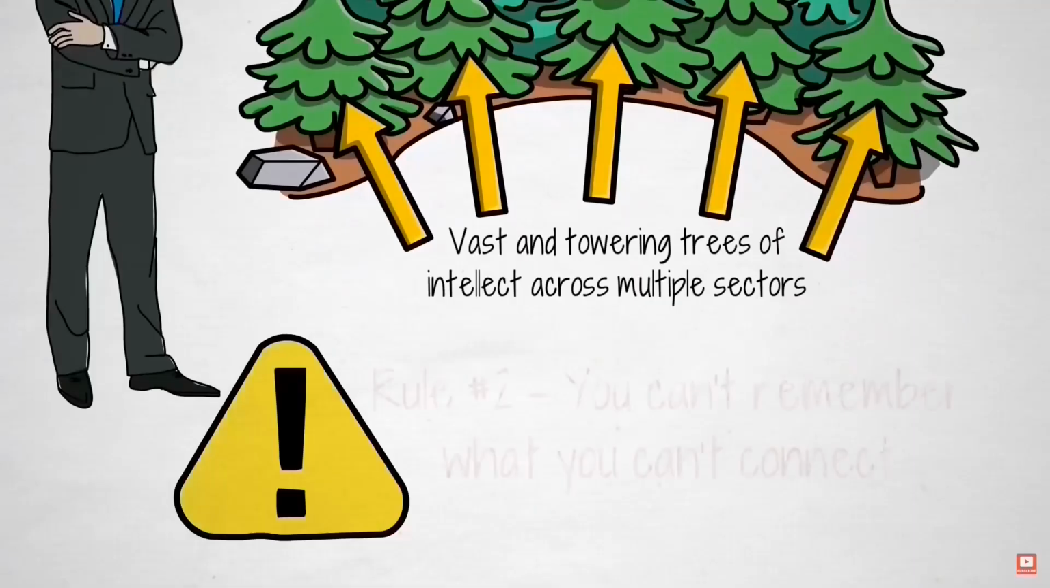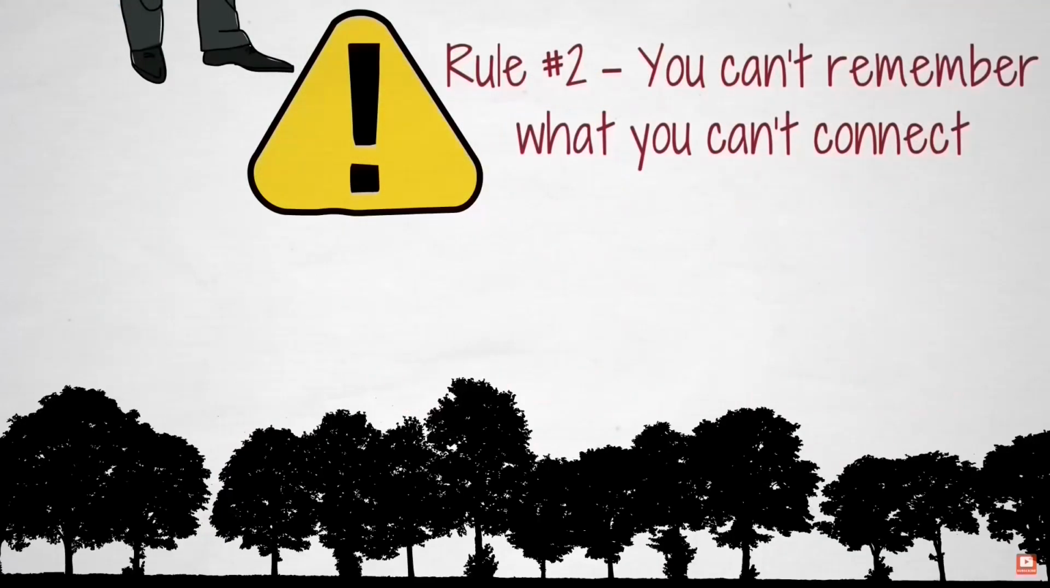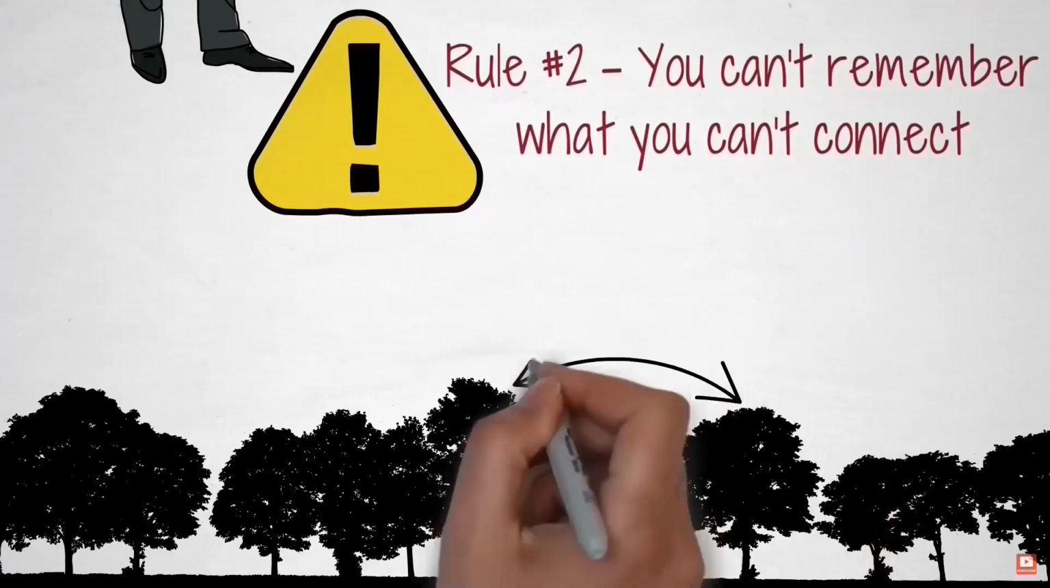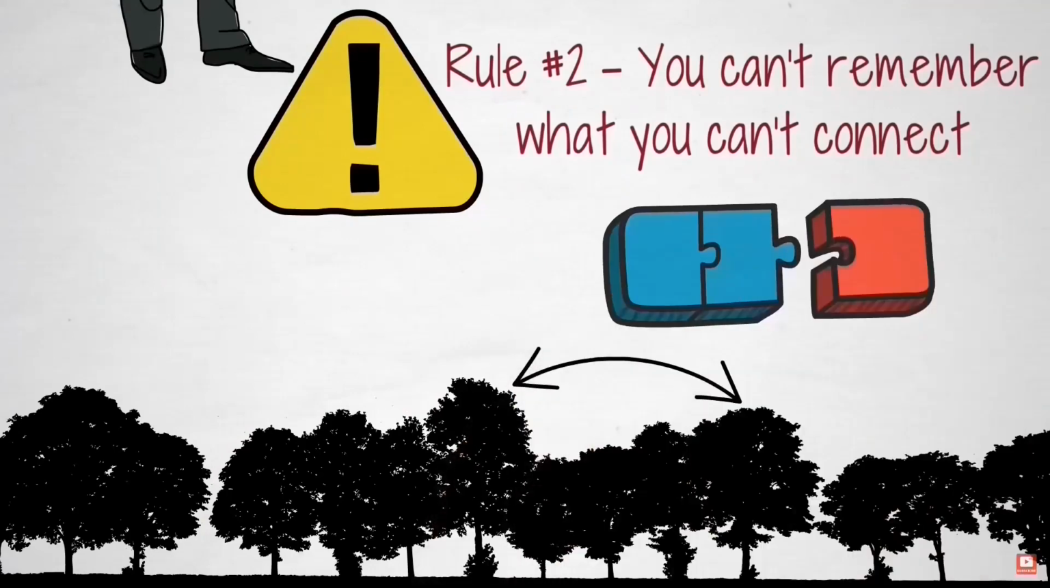Rule number two, you can't remember what you can't connect. He started with solid roots and dense trunks, and then, as he began to grow his knowledge upward, he began connecting branches and leaves together with other branches and leaves from other trees.